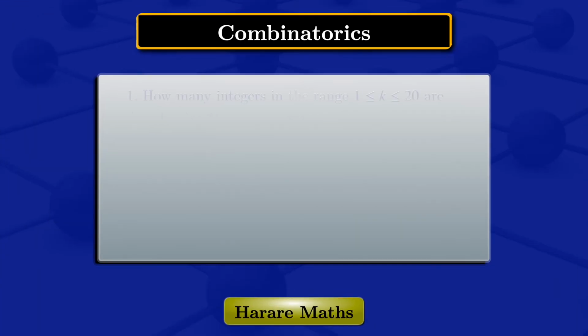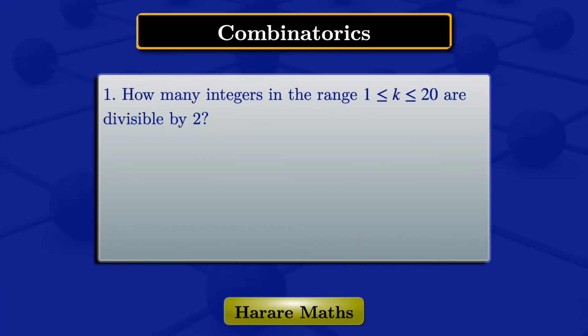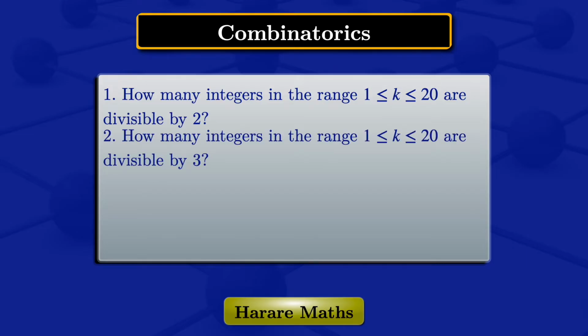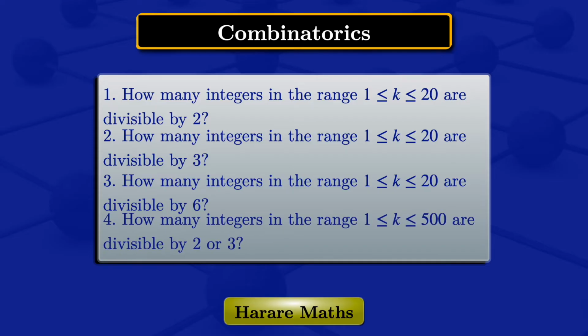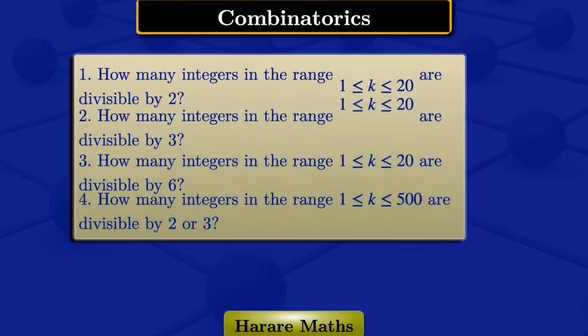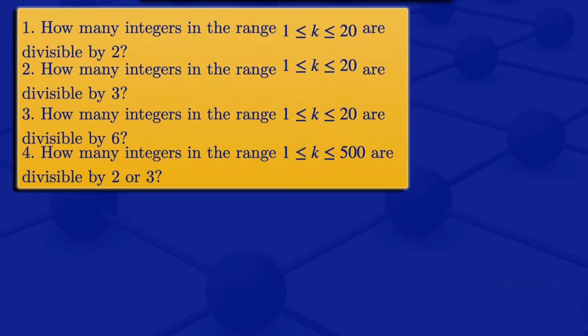In this video, I'm going to find the integers in the range 1 to 20 that are divisible by 2, the integers in the range 1 to 20 that are divisible by 3, the integers in the range 1 to 20 that are divisible by 6, and the integers in the range 1 to 20 that are divisible by 2 or 3. So to answer the first question, I'll use a rudimentary method.